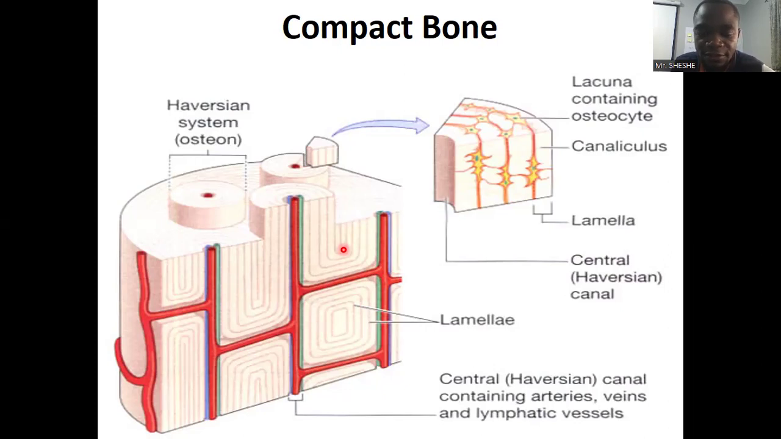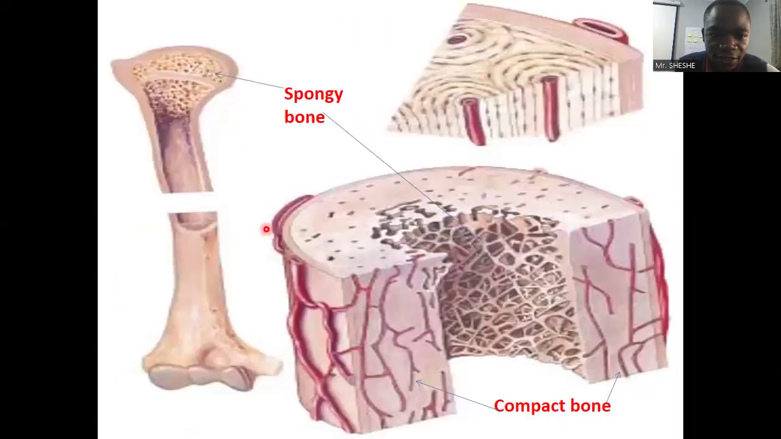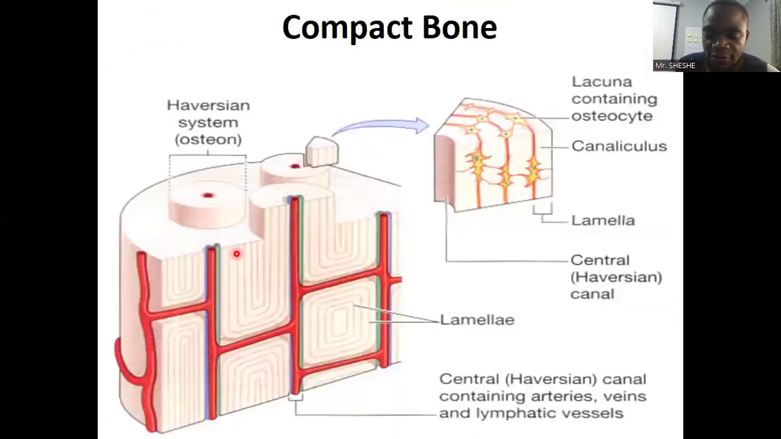So that's how compact bone is made. It is made up of these cylindrical structures that run throughout the length of the bone, along its longest axis from top to down. But there are so many of them. So this is one Haversian system, or one osteon, another osteon, another osteon. Now let's look at the structures that make up an osteon.